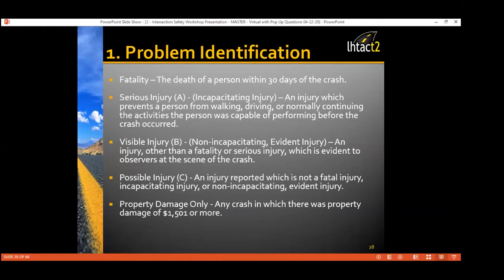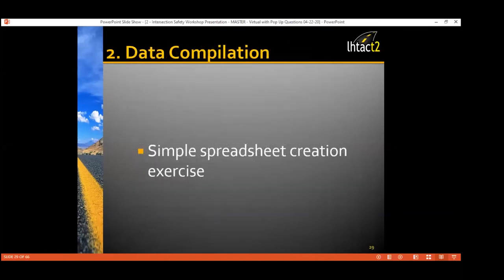Okay, so let's go ahead and move on here. We're talking about data compilation, and we talked about problem identification yesterday, and we're going to have a little short section on data compilation. And so here's our first breakout session.